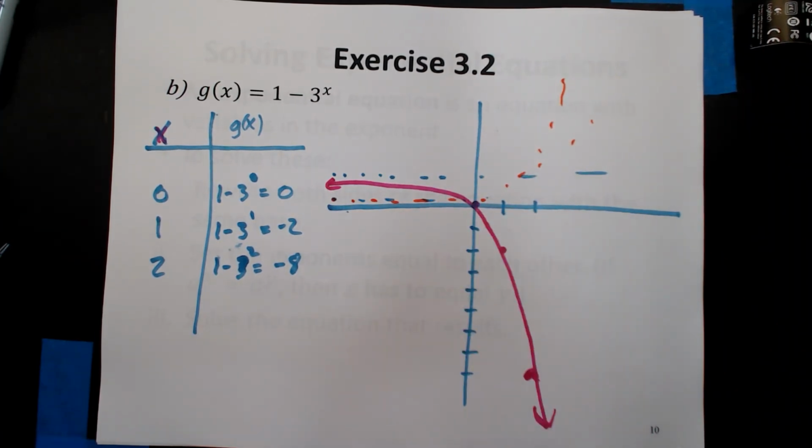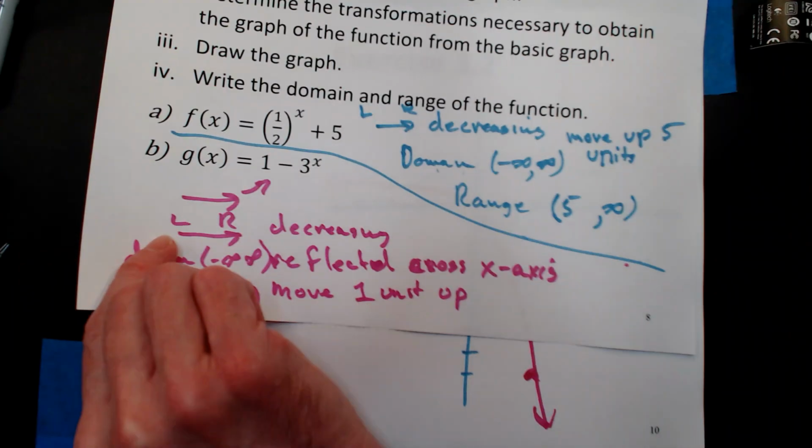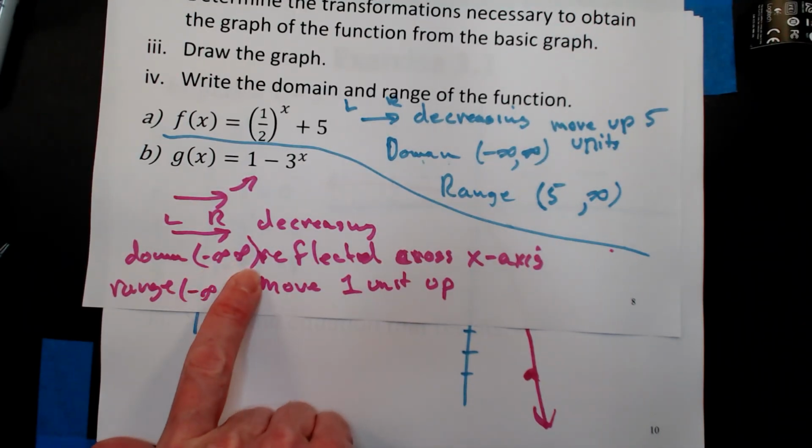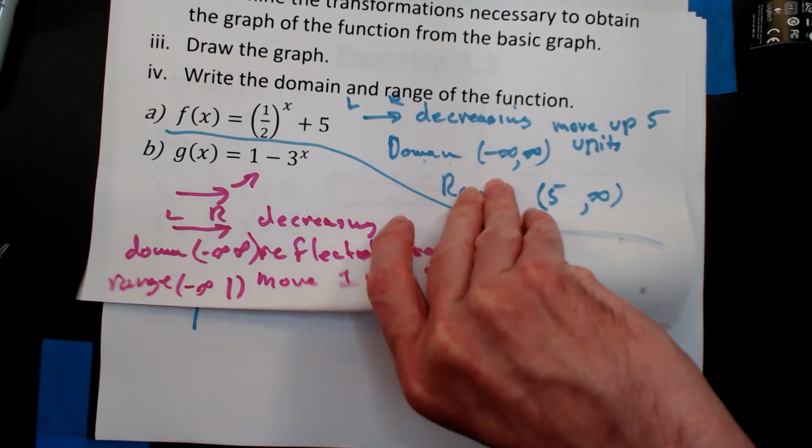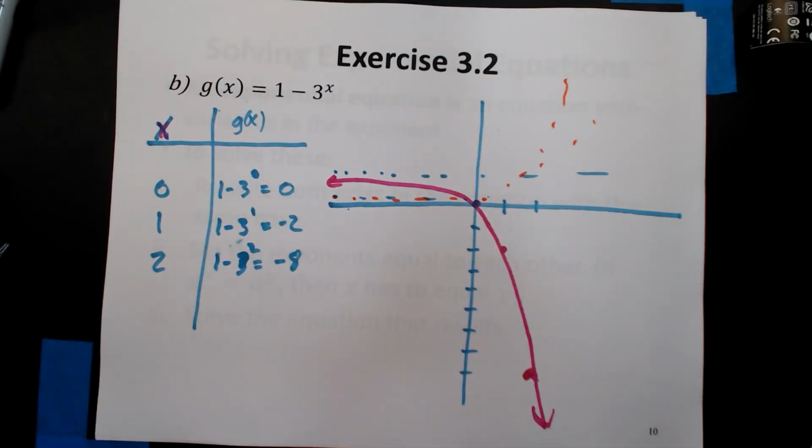Once again, we can see that our domain was all real numbers, and our range is going to be from negative infinity, that's our lowest y value, to our highest y value in this case, which would be 1.